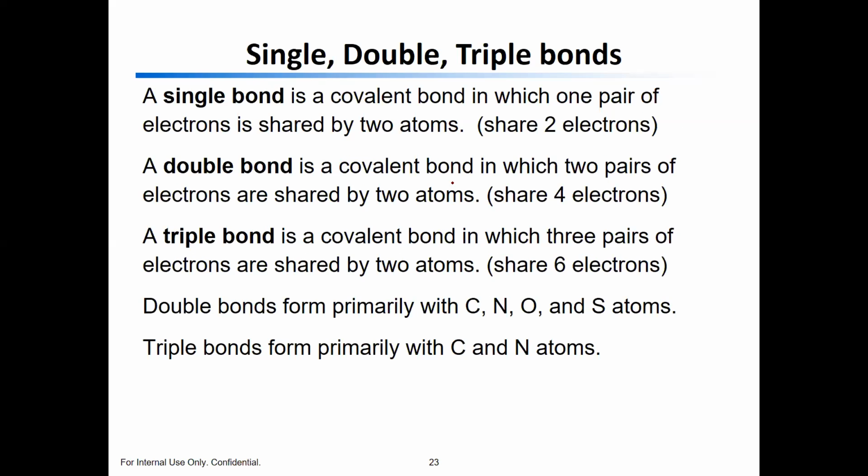So how do we get to 8? Sometimes we have to share 2 electrons. When we share 2 electrons, that's 1 line, a single bond. Sometimes we have to share 4 electrons, a double bond. Sometimes we have to share 6, a triple bond. And we typically see these double and triple bonds with certain types of atoms, just from doing experiments.